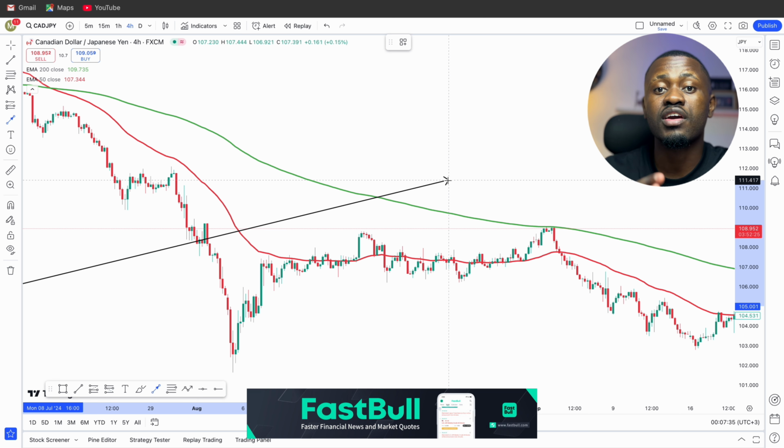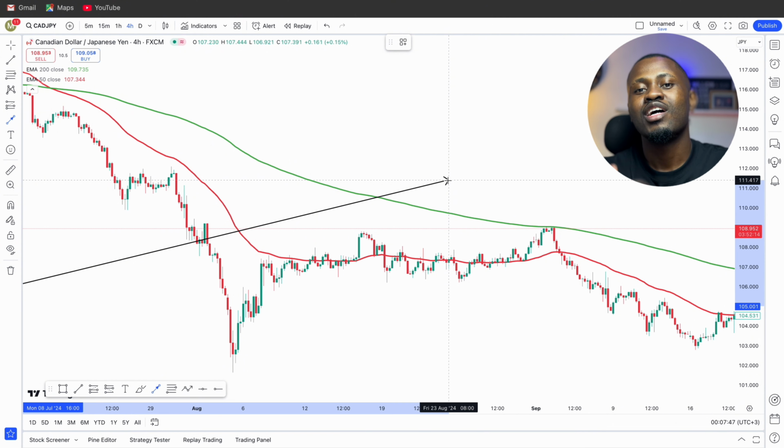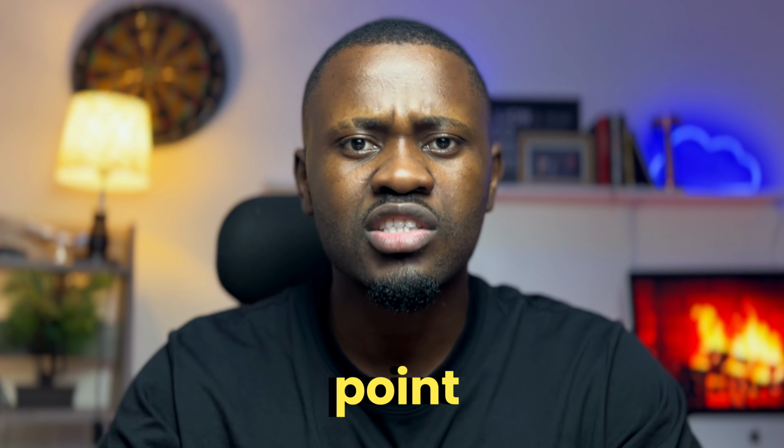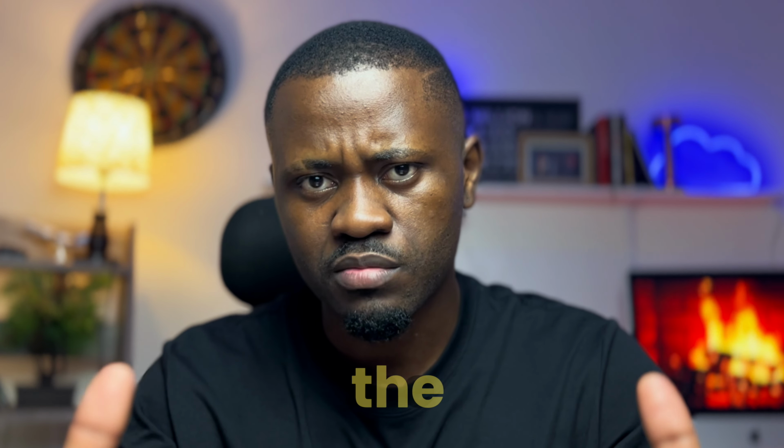You just have to see price either moving above the moving average, indicating that we have an uptrend, and then we have to see price moving below our moving average to know that we're in a downtrend market. Now let's jump on to the next important point. How do we catch price reversals in the market?